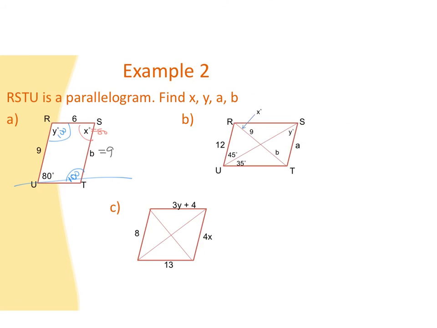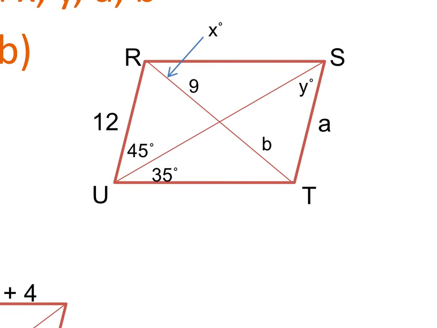Let's look at figure B. Now, when I talk about X here, I'm talking about the whole angle. I know it's kind of misleading. So let's first find the measure of angle A. That's an easy one. Good. Opposite angles are congruent. Okay? Let's find the measure of angle Y.